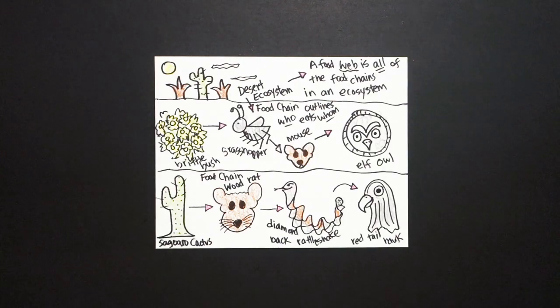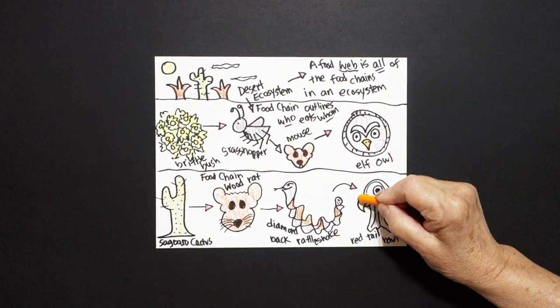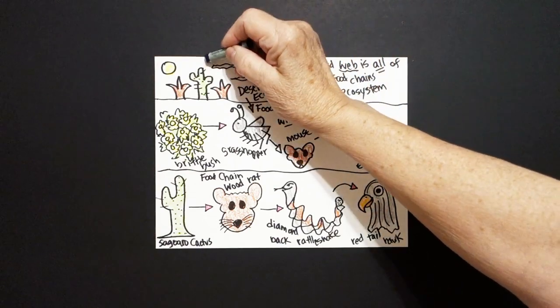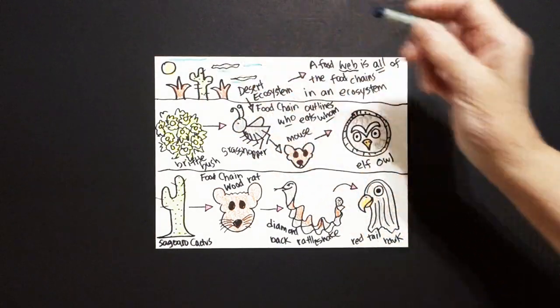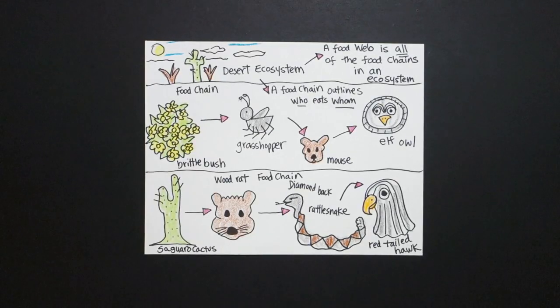Last, I'm gonna put my beaks orange. Some of them are black, but I needed a pop of color, so I'm gonna do artistic license on that. Add some turquoise blue in my sky, and I think that's it. Okay, let's see what this looks like all colored in. Okay, so here is my ecosystem, my food chains, which equal up to a food web. Okay, bye-bye.